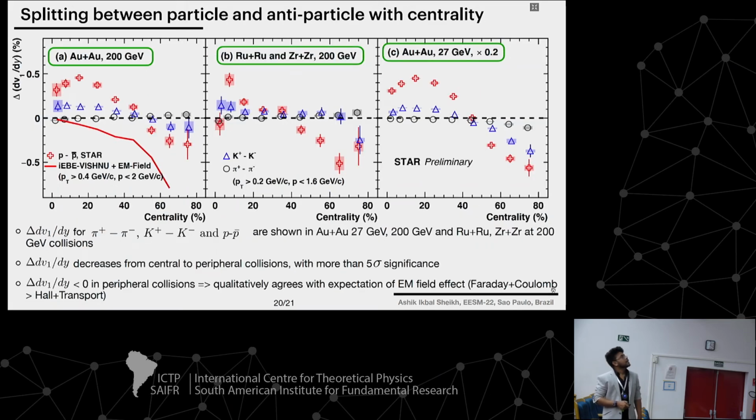Now, let's move on to the next slide. Here I have shown the splitting between particle and antiparticle with centrality for different collision energies and different collision systems. For proton minus antiproton, we have shown with the red markers. For kaon minus antikaon, we have shown with blue markers. For pion minus antipion, we have shown with the black markers. The interesting observation here is that the delta dV1/dy, the sign of the splitting, decreases as we go from central to peripheral collisions, and the measurement has more than 5 sigma significance. This negative sign of the delta V1 splitting as a function of centrality, mostly in peripheral collisions, agrees qualitatively at least with the expectation of the electromagnetic field, where Faraday plus Coulomb effect dominates over Hall plus transport effect.